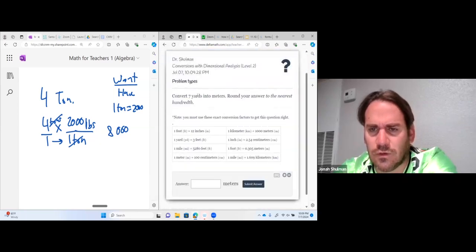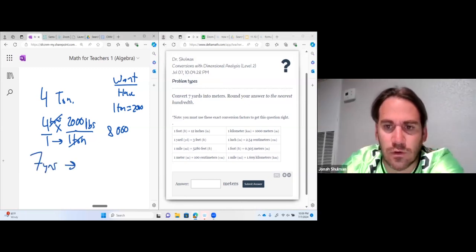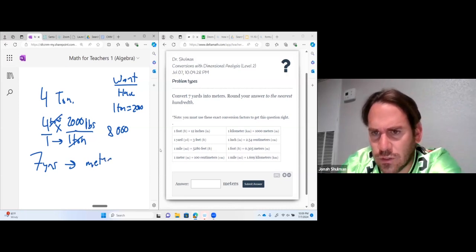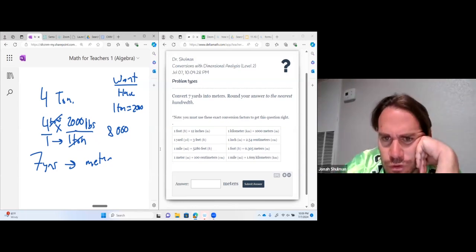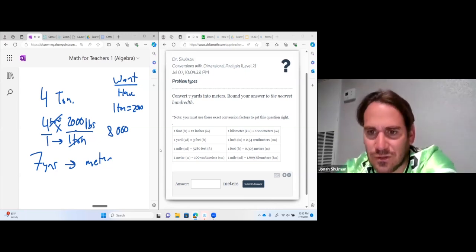All right, so now we want to convert 7 yards into meters. 7 yards to meters. That's the goal. So I can go yards to feet, feet to miles, miles to kilometers, kilometers to meters. Wow, that's a long process. All right, let's do it.